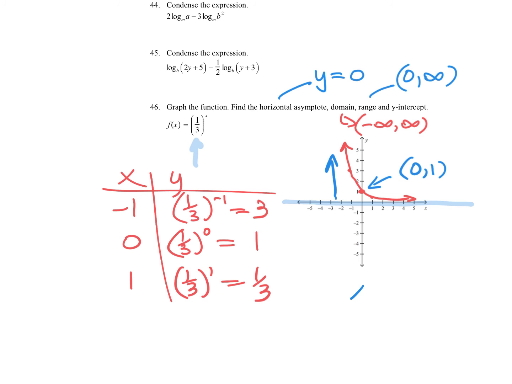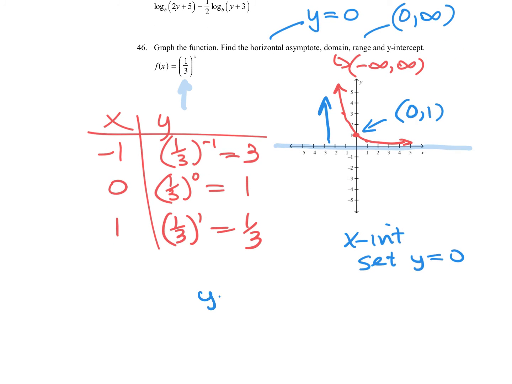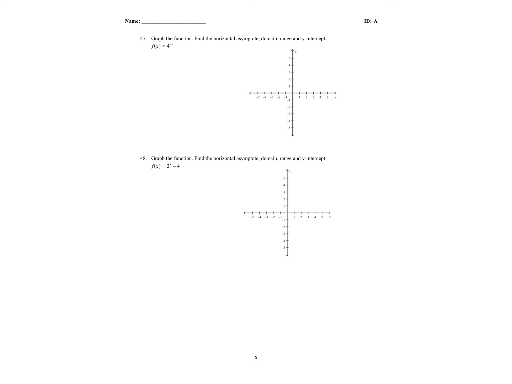So just remember, when you're finding an x-intercept, you're setting y equal to 0. And when you want a y-intercept, you're setting x equal to 0. And then solving the problem. And that'll give you the ordered pair. Remember, the intercepts are always written as ordered pairs. Questions about anything?